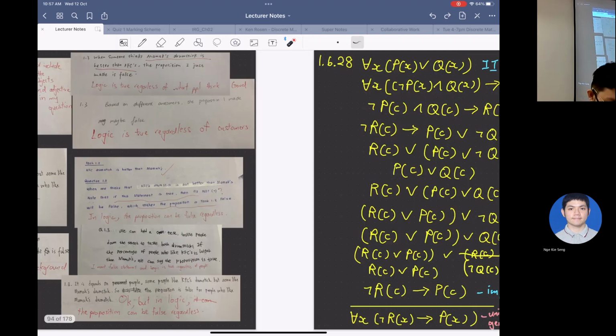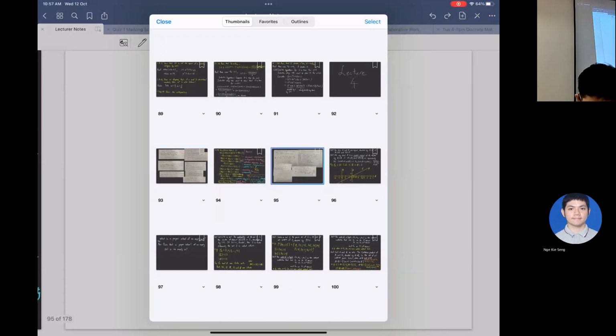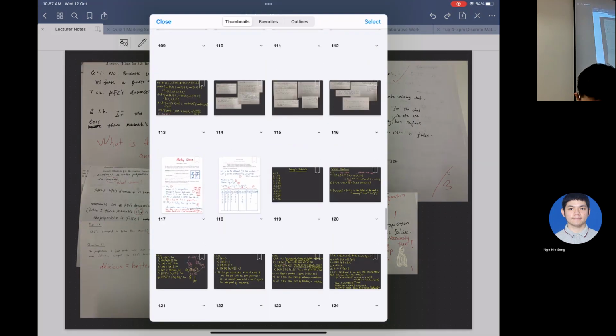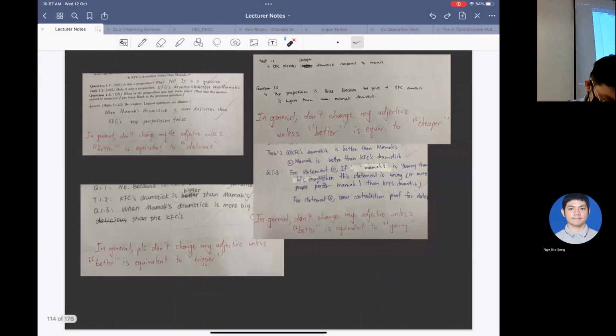Another thing is someone changed my adjective. Let me see this one. They changed my adjective to delicious, cheaper, yummy, bigger. Maybe "better" is different for you. You think bigger is better, but unless they are equivalent, you cannot change it.